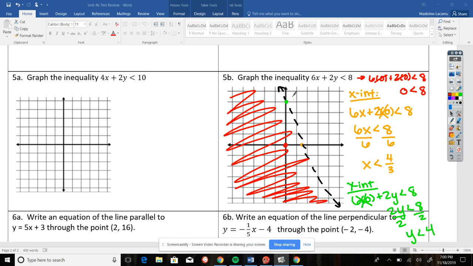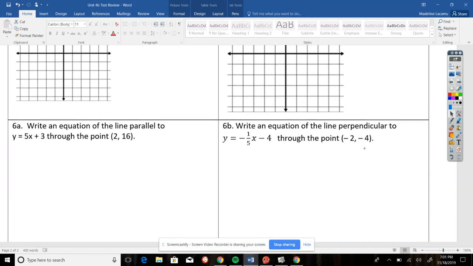And notice this is the same thing as when we solved for y. If it gave you a false statement here, you would shade the side that does not include your test point. So pick either way. You can either solve for y or use your intercepts.